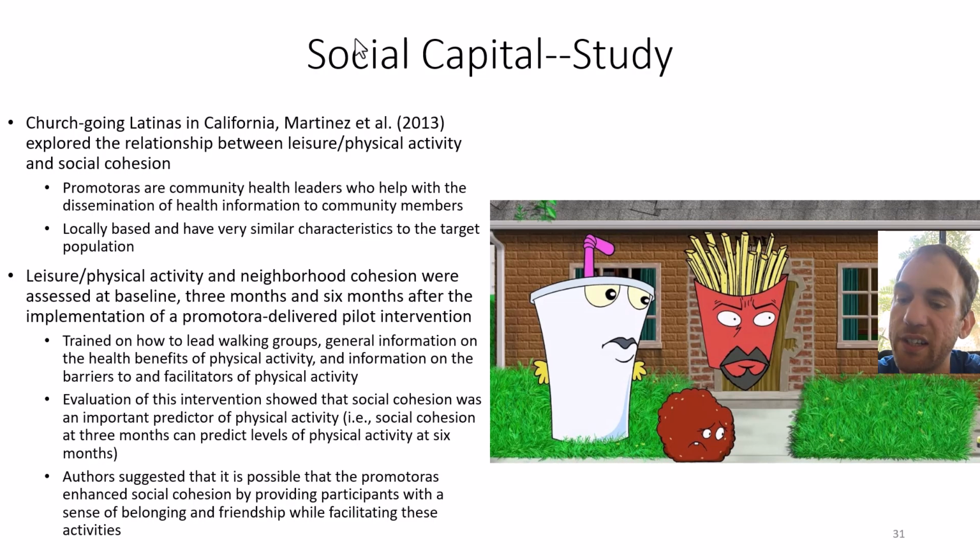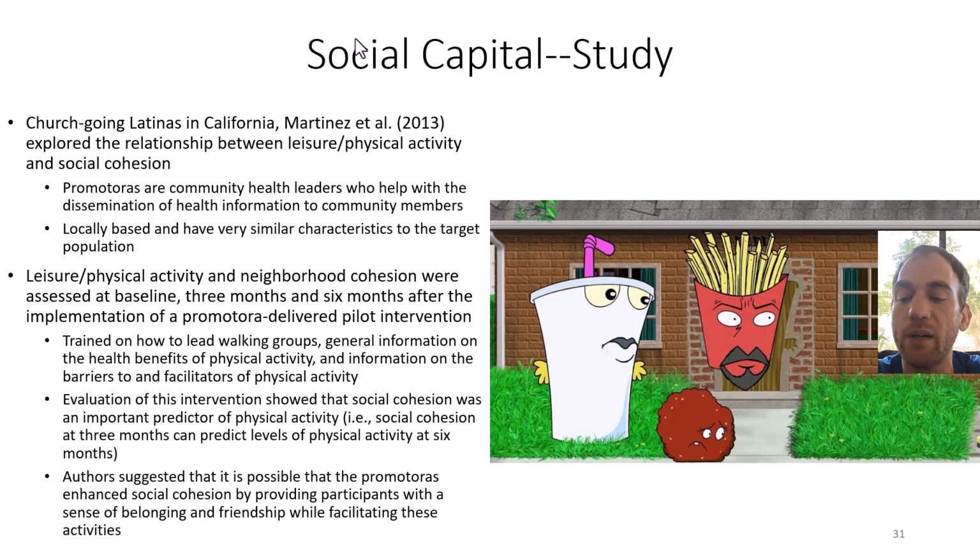Let's look at a study on social capital, specifically a researcher who sampled church-going Latinas in California. Martinez, in 2013, explored the relationships between leisure physical activity and social cohesion. Promotoras are community health leaders who help with the dissemination of health information to community members, are locally based, and have very similar characteristics to the target population. Leisure physical activity and neighborhood cohesion were assessed at baseline, so basically right when the project started, 3 months and 6 months after the implementation of the pilot intervention.